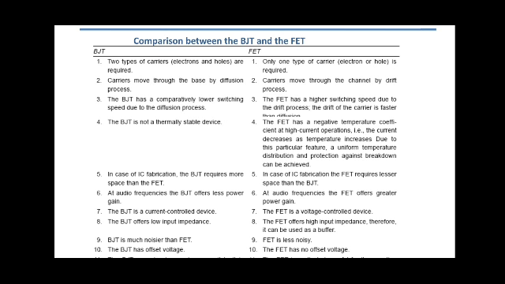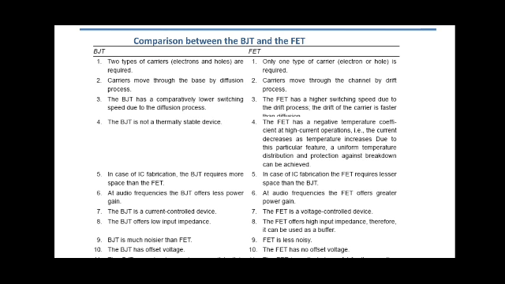Next, in case of IC fabrication, the BJT requires more space than the FET. Okay. So in case of IC fabrication, the BJT requires more space compared to field effect transistor. Whereas the field effect transistor requires less space. At audio frequencies, the BJT offers less power gain, whereas at audio frequencies, the FET offers greater power gain.